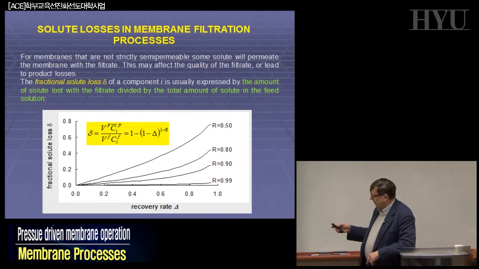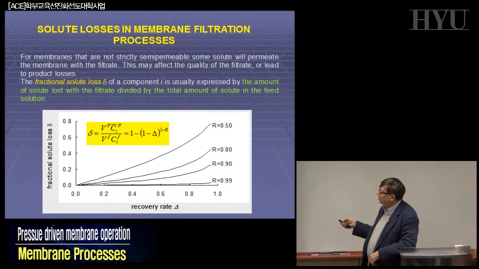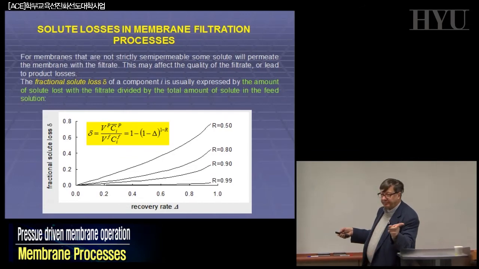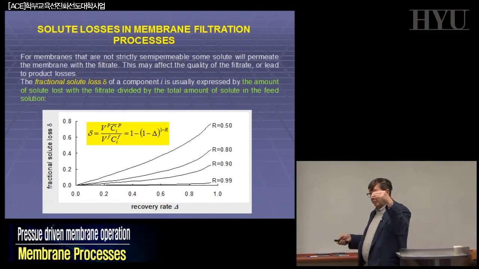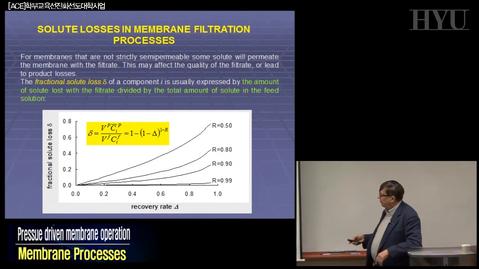So this is a typical way of representation of the solute loss. That is the fractional solute loss, delta, expressed by the amount of solute lost with the filtrate divided by the total amount of solute in the feed solution. So this is the equation. That is the relationship through, again, remember, rejection and recovery factor. These two numbers that we defined before, rejection and recovery factor, are the ones that characterize the performance of your system in terms of solute losses, or as before, the concentration of the permeate compared to the concentration of the retentate and vice versa. So this is the kind of presentation.